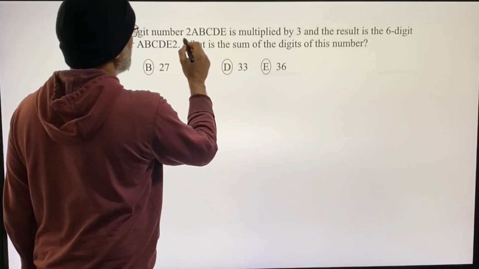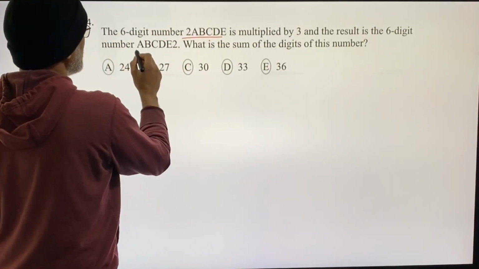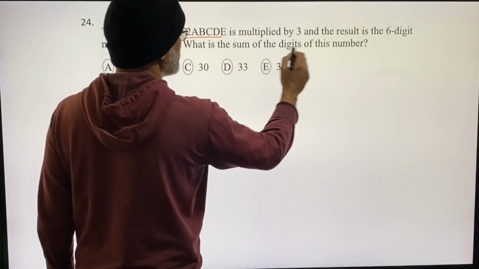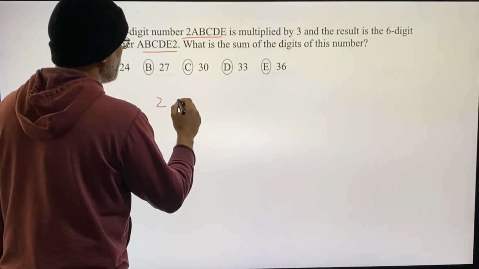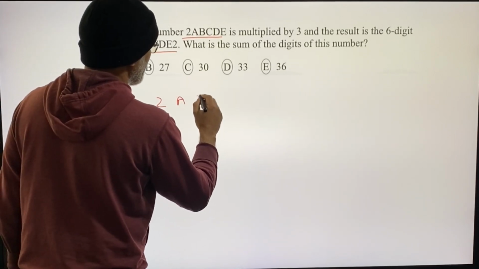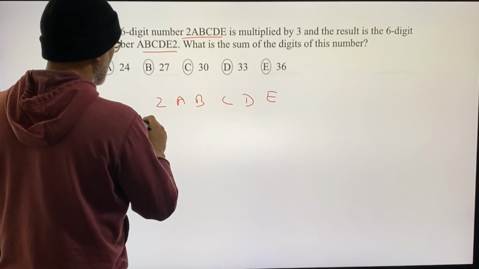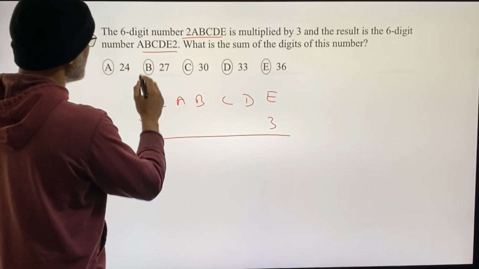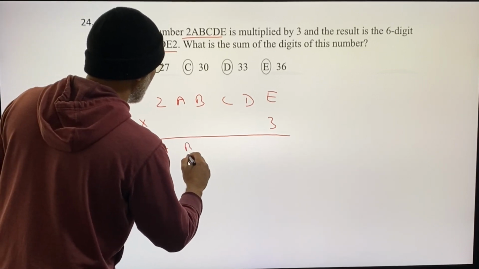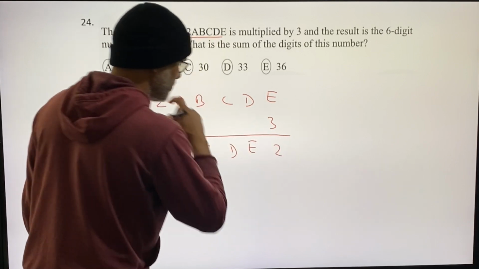The 6-digit number is multiplied by 3. The result is a 6-digit number, this. What is the sum of the digits of this number? All right, let me write it down. 2ABCDE, and I multiply this by 3. And I end up with ABCDE2.